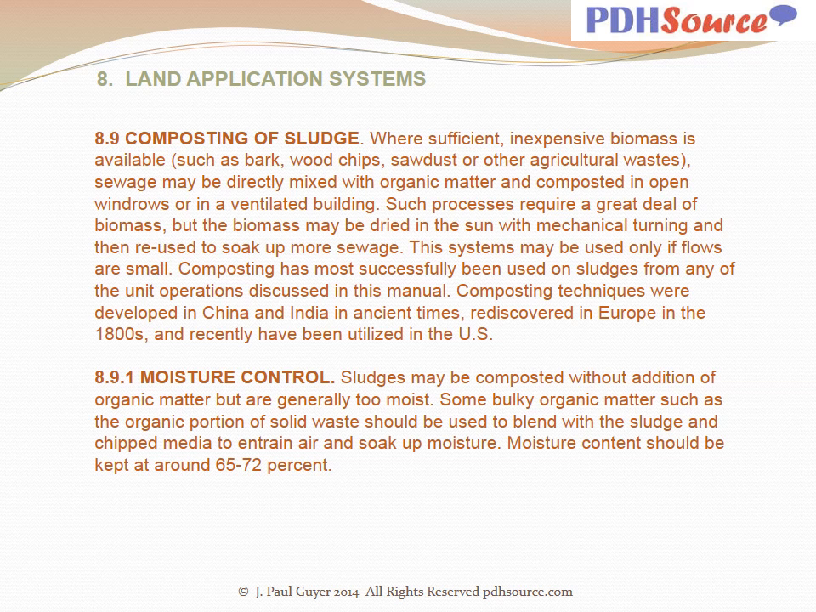Composting techniques were developed in China and India in ancient times, rediscovered in Europe in the 1800s, and recently have been utilized in the United States. Sludges may be composted without addition of organic matter but are generally too moist. Some bulky organic matter, such as the organic portion of solid waste, should be used to blend with the sludge and chipped media to entrain air and soak up moisture. Moisture content should be kept at about 65 to 72%.